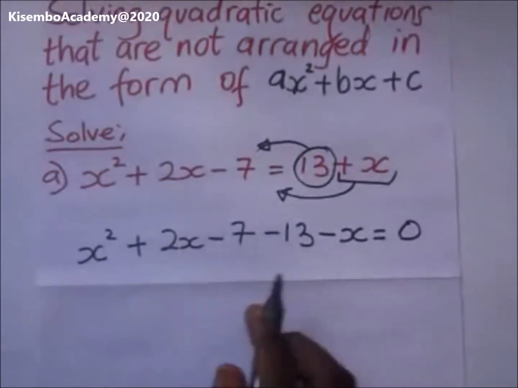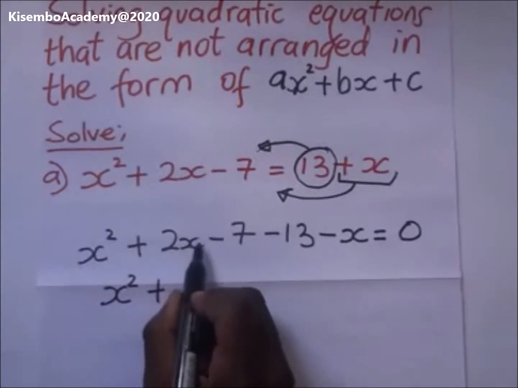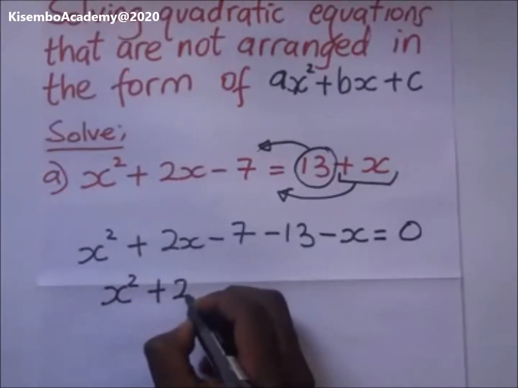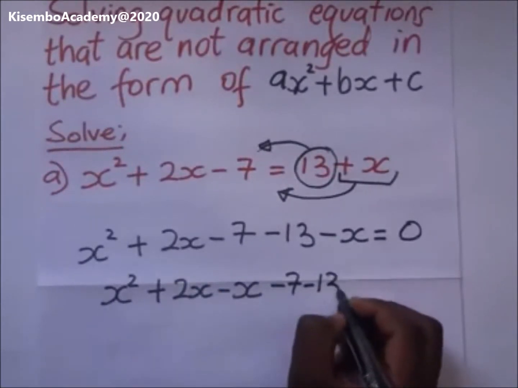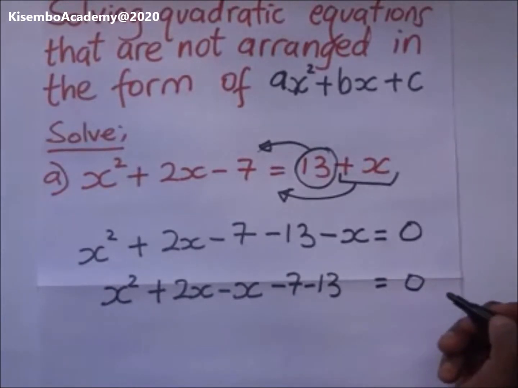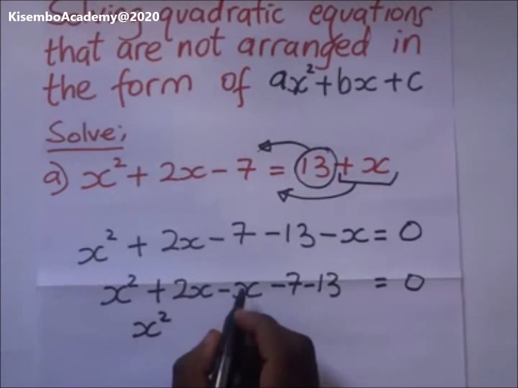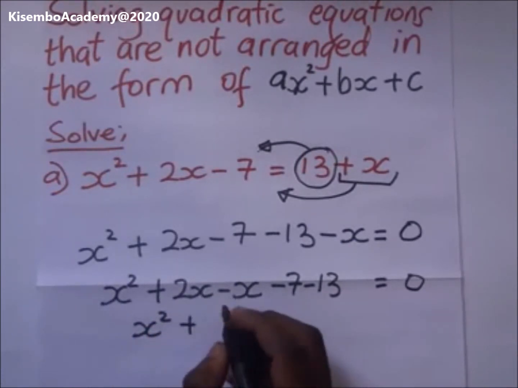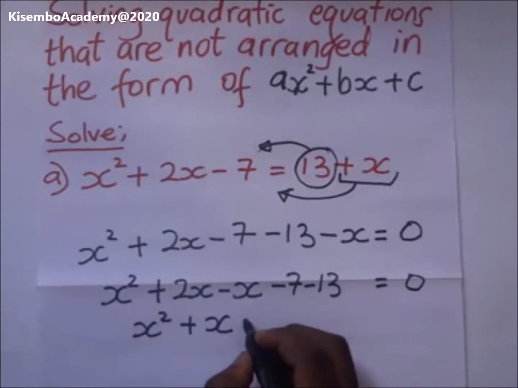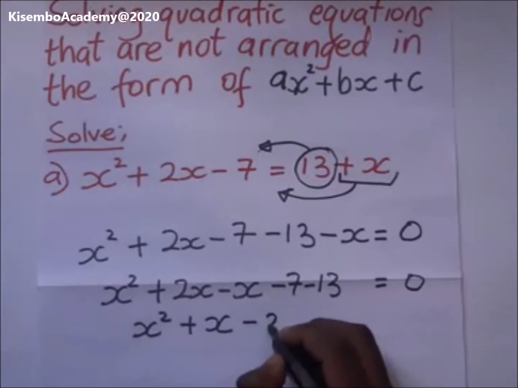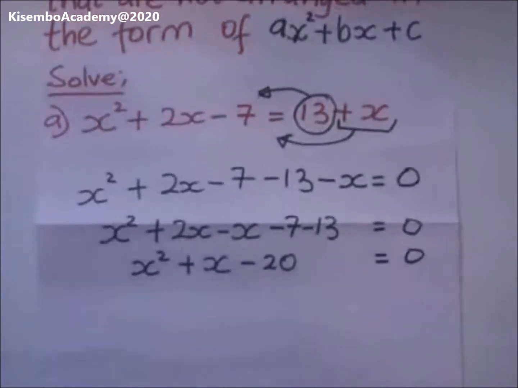So when they all come this way, we start collecting like terms. It's going to become x squared plus 2x minus x, then minus 7 minus 13, all equal to 0. So x squared, 2x minus x is going to give us x, so it's plus x. Then negative 7 minus 13 is going to give us negative 20. All this is equal to 0. So at last, we have formulated a quadratic equation after rearranging.